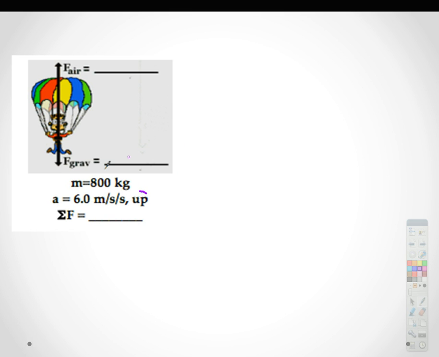Okay, so like before, we can calculate the net force, or we can calculate the force of gravity first. So for the force of gravity, it is mass times acceleration due to gravity. Our mass is 800 kilograms, and the acceleration due to gravity is 9.8 meters per second squared. Then your answer should be 7,840 newtons. The direction is going downward.